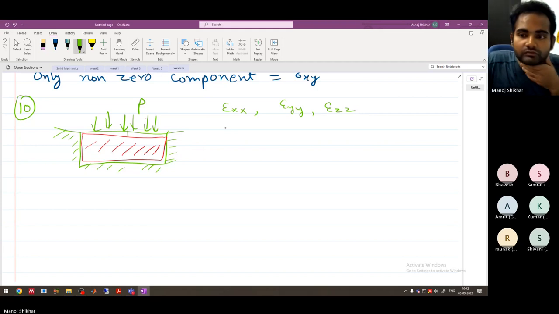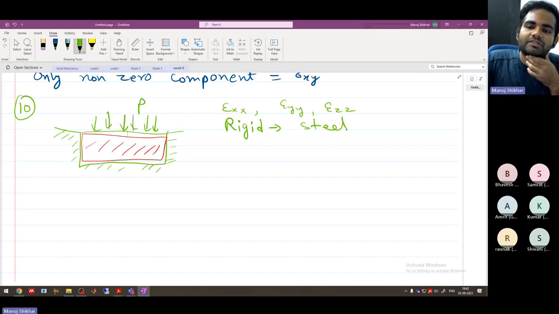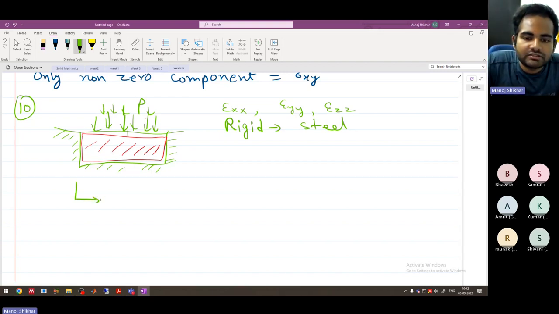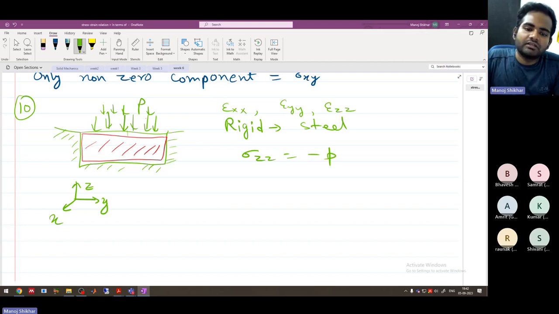First of all, look at one of the information: steel is rigid. This means what? If I'm applying pressure from here, the steel cannot deform in the x and y directions. Suppose this is y, this is z, and this is x. We are applying load in the z direction, so sigma zz is minus p. The rubber cannot deform in x or y because it is getting stopped by the steel surrounding it.